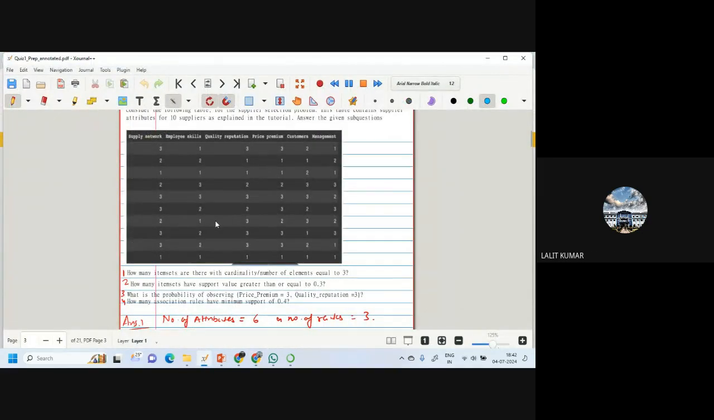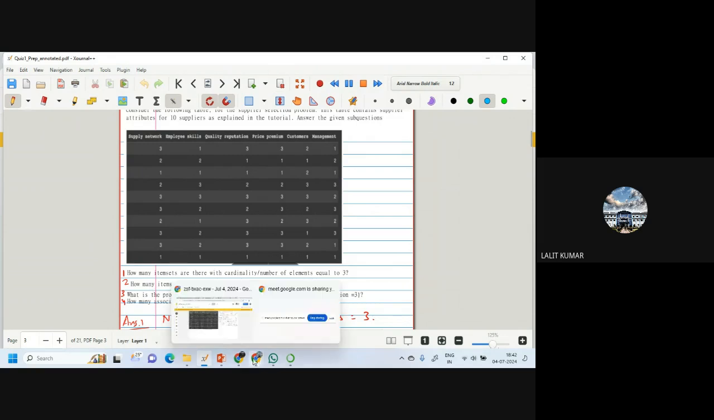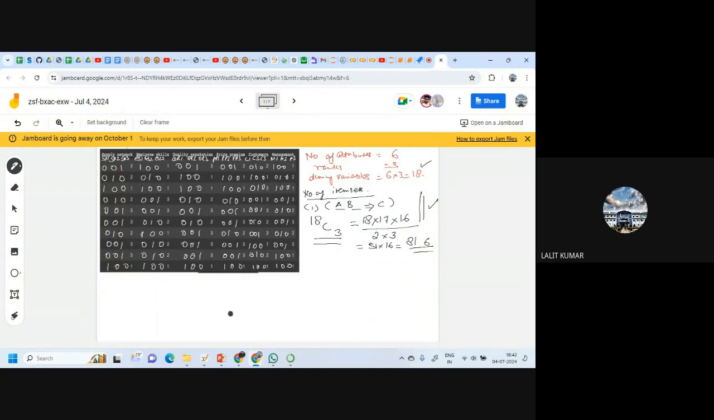The second question is, how many item sets have support value greater than or equal to 0.3? So now here, please pay attention. First find the total number of items is 10. Now try to find how many times this is occurring. So sum this, SN1. So this is 2. This is 1, 2, 3. 1, 2, 3, 4, 5. 1, 2, 3, 4. 1, 2, 3, 4. 1, 2. 1, 2, 3.